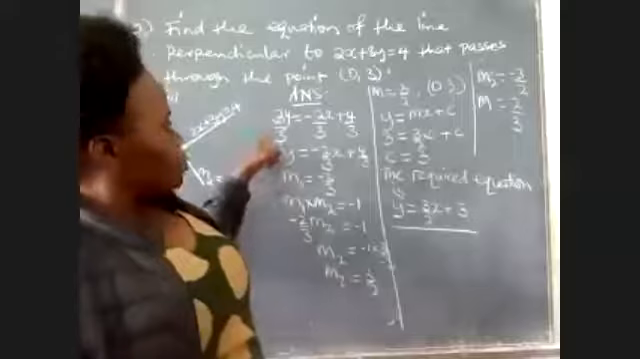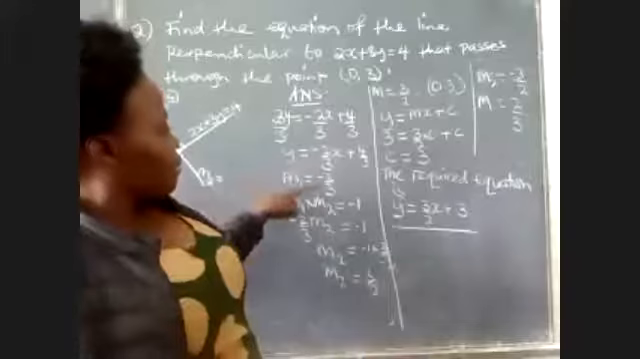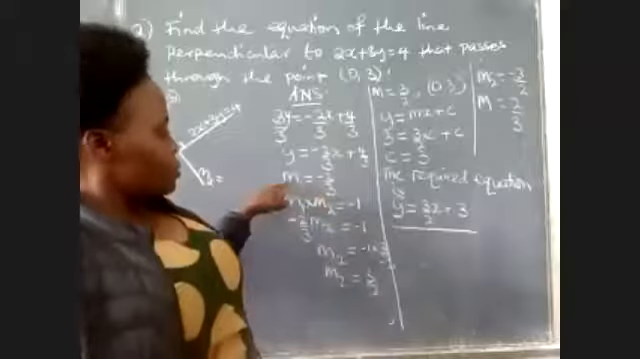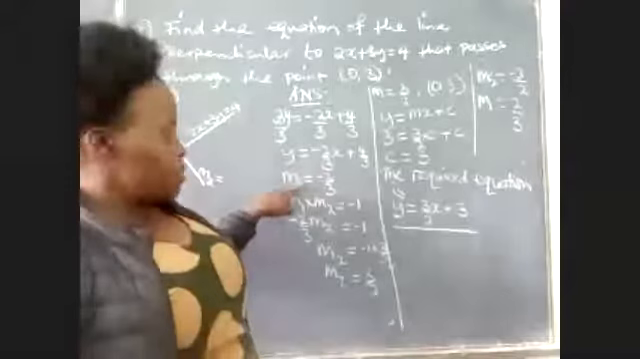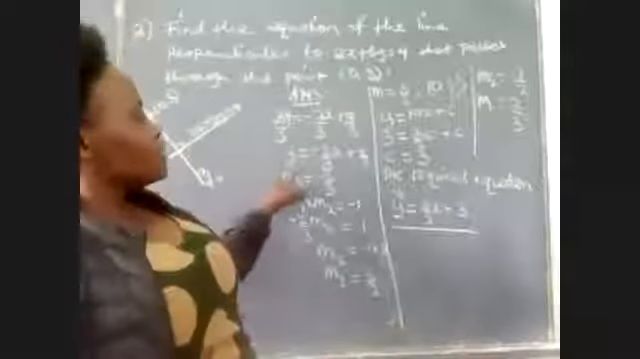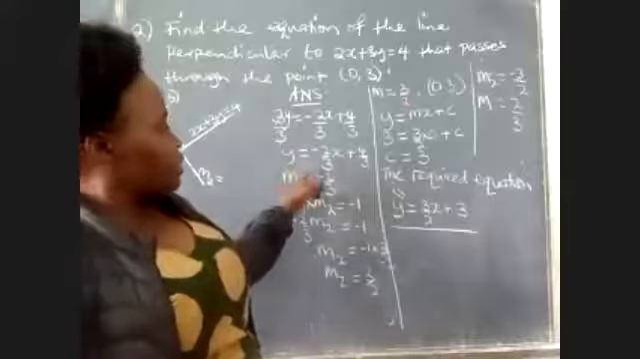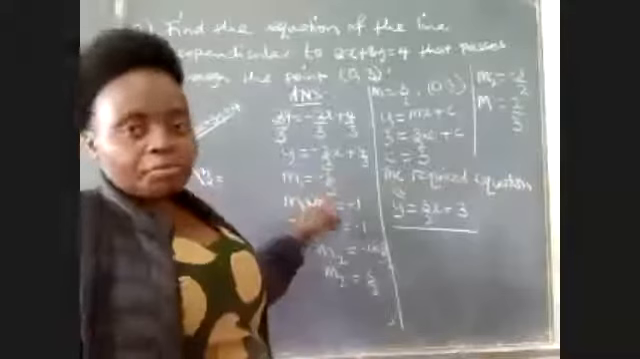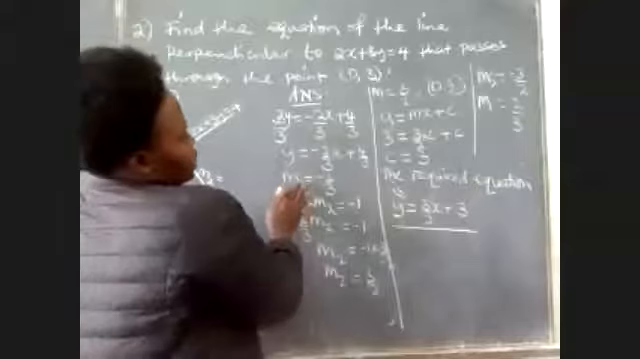Now, last time we said that you are free to call, for example, in this equation, we have our M2 as negative 2 out of 3. But you can also call this M2. It is not specific. But when you are naming M2, M1, the order doesn't matter. But you must look at the given equation. Now, in our given equation, the gradient strictly is negative 2 out of 3. So if you are calling this M2, then it must be negative 2 out of 3.